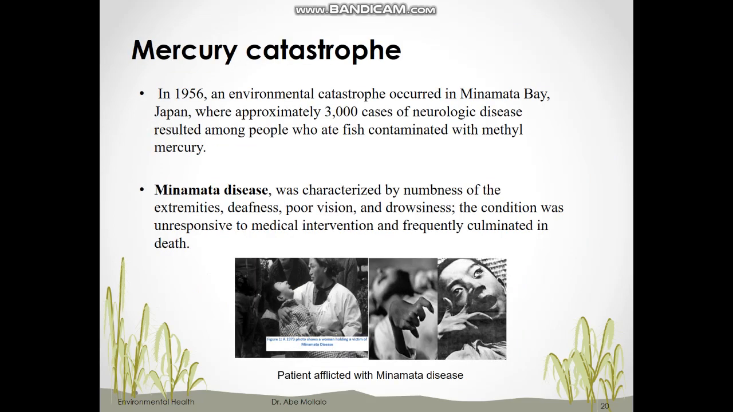One of the most well-known disasters resulting from mercury contamination occurred in Minamata, Japan in 1956. About 3,000 people who ate fish contaminated with methyl mercury got the disease, and the disease is named after the location, Minamata. Minamata disease causes adverse effects like deafness, poor vision, drowsiness, and frequently can lead to death. This picture shows a person with Minamata disease.